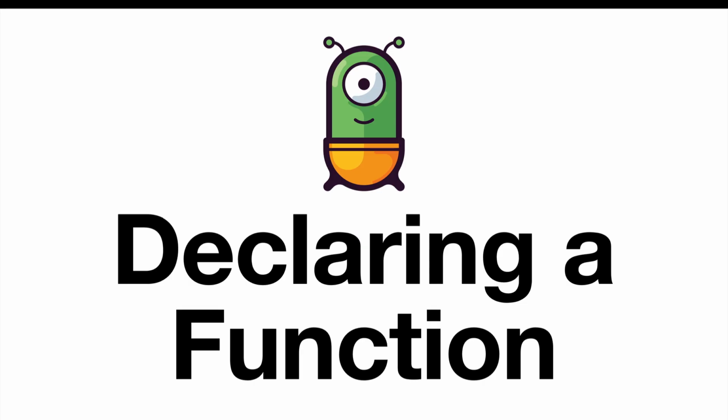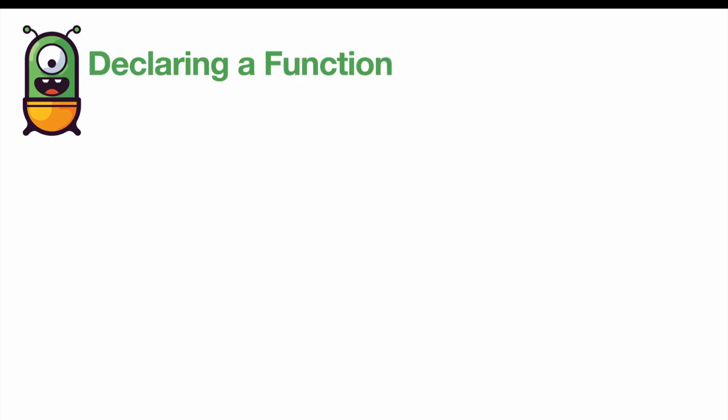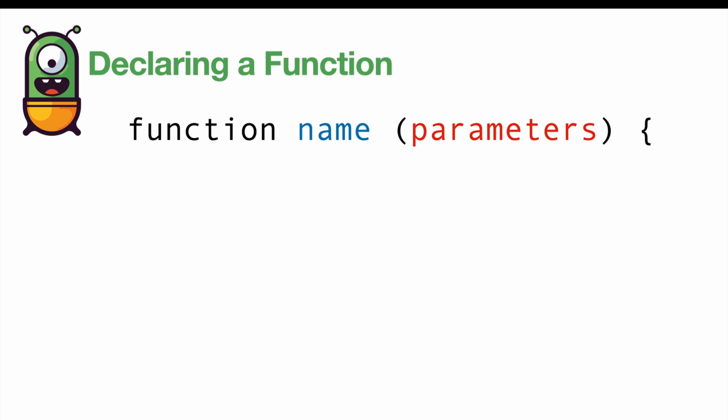So how do we declare a function in JavaScript? Let's take a look. Declaring a function in JavaScript is not very difficult. It starts out with the word function, and then the function name.